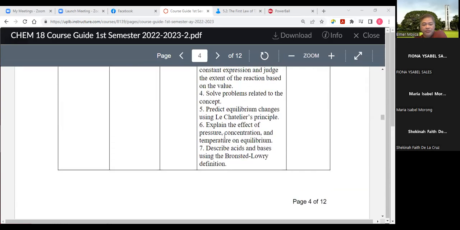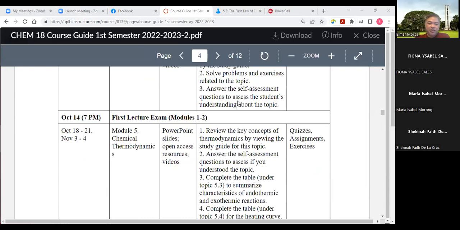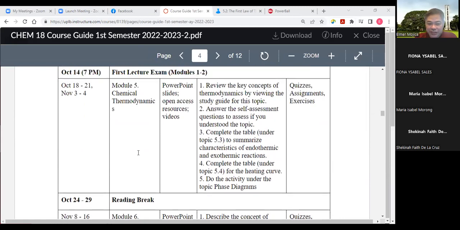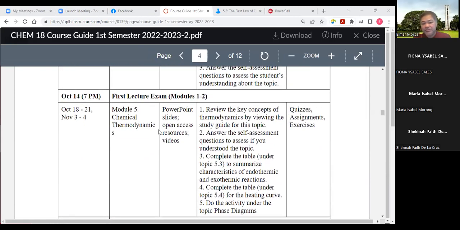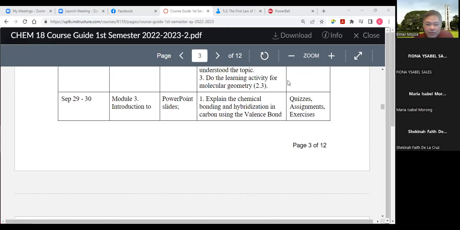What we're going to do today is maybe go over the module one by one. Whenever we go over the module, we're already on this part right now. Today is November 8th, right? So we're supposed to be done with module 6 already, but it's fine because we didn't have a meeting last week.